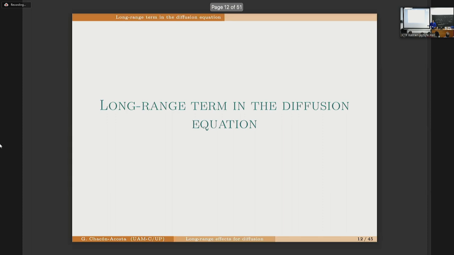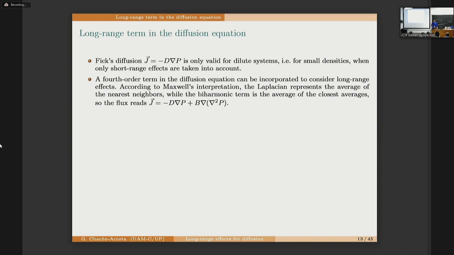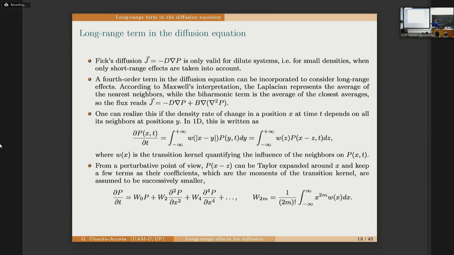This long-range term can be modeled, for instance, by adding this Laplacian flux here. The Laplacian can be understood as the average of the nearest neighbors for the particle, and in a crowded environment this is one of the simplest approximations. Also, we can start with this memory kernel, make an expansion for this kernel, and consider up to this order to have this kind of correction.